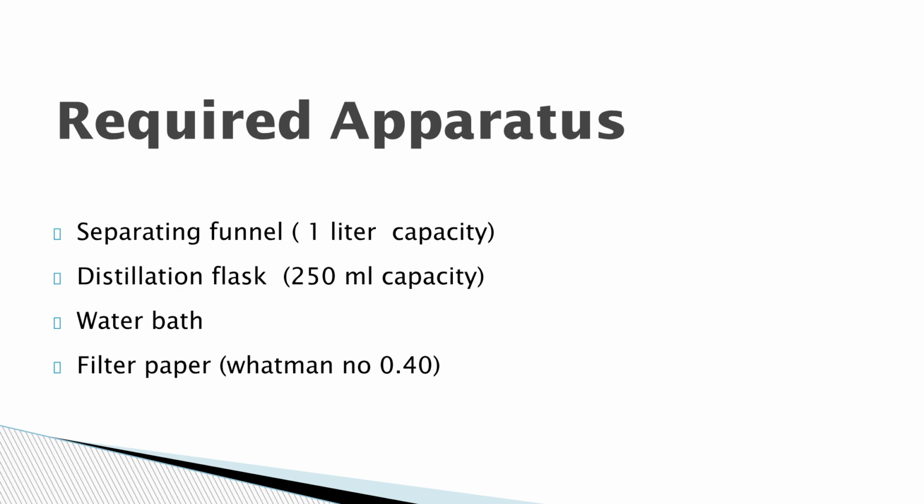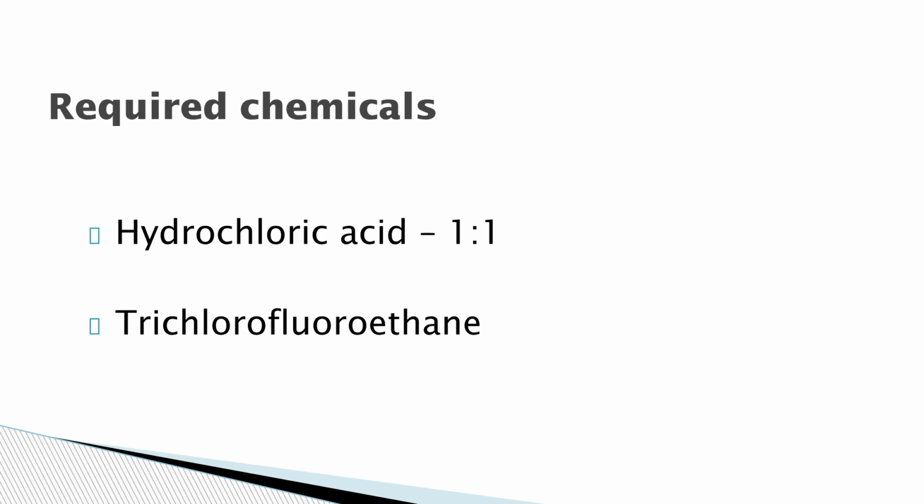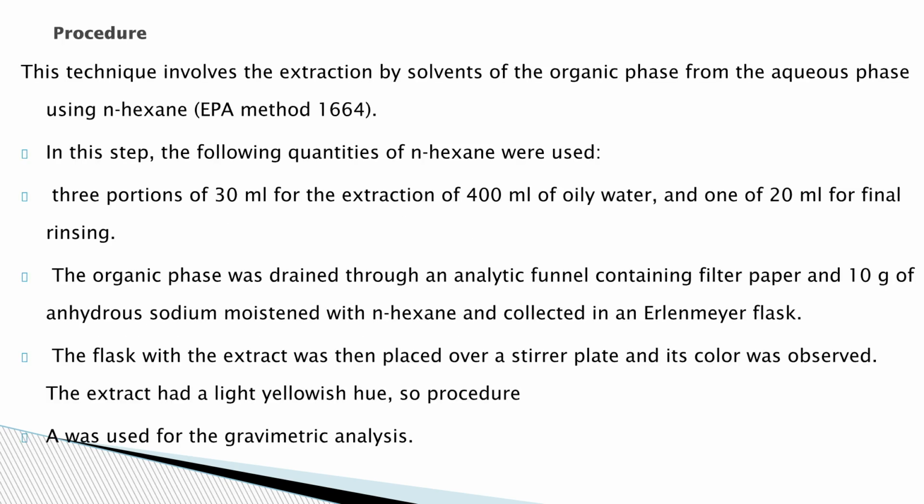The required apparatus includes a 1-liter capacity separating funnel, a 250 milliliters distillation flask, a water bath, and Whatman number 0.40 filter paper. This diagram illustrates the apparatus setup, showing the separating funnel, conical flask, and stand used in the procedure to separate oil and water layers. The required chemicals for this procedure are hydrochloric acid at a 1:1 ratio and trichlorofluoroethane. The procedure uses N-hexane to extract the organic phase from the aqueous phase.